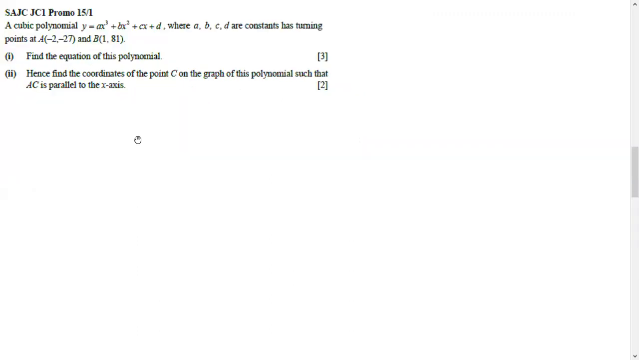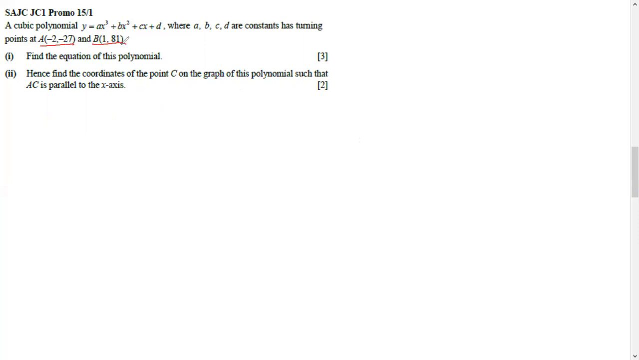Okay, so as I mentioned, the other way of presenting the question is to couple it with another chapter. Over here, this question is coupled with your curve sketching. We have a cubic polynomial, ax cubed plus bx squared plus cx plus d, where a, b, c, d are constants, that has these turning points. We are asked to find the equation of this polynomial.